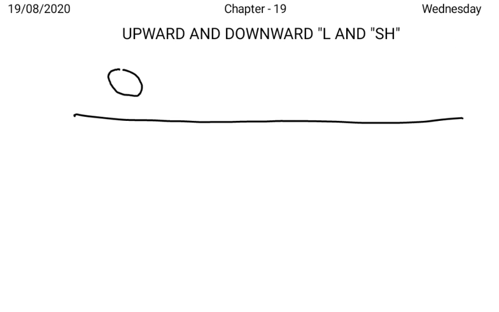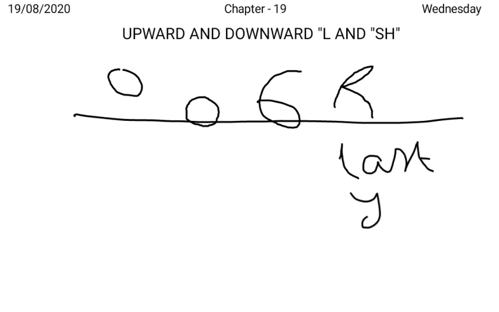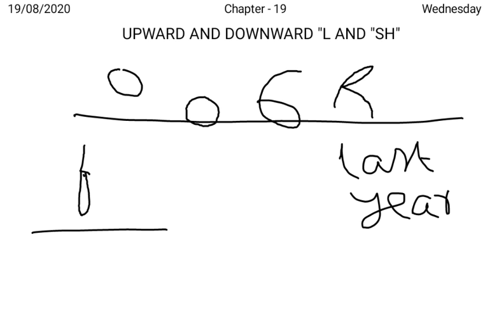Next, we have got the phrases to learn in this chapter. If you write a big circle above the line, it represents as is. If you write a big circle on the line, it represents is as. This circle on the line represents this is. L stet downward R represents last year. T stet, if you write it above the line, it represents at first.